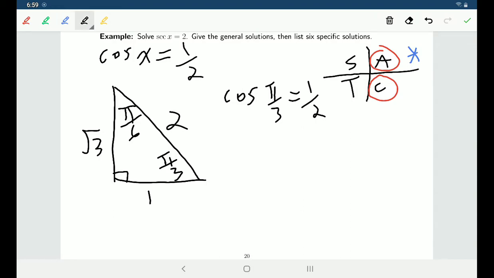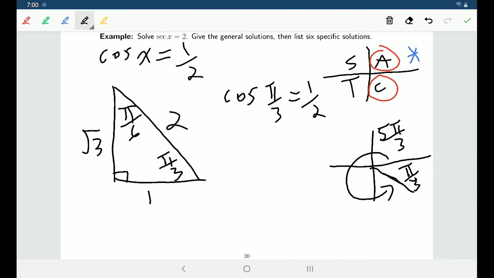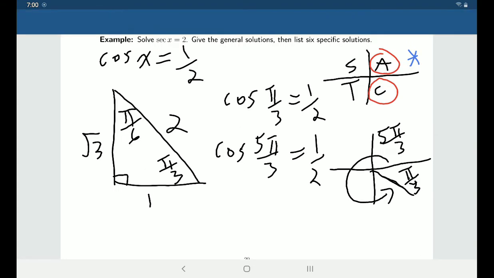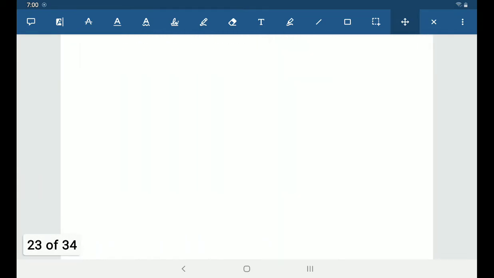We still need to find the angle that's in quadrant 4, and for that, since it's going to have the same reference angle of pi over 3, and it's in quadrant 4, well, then we know that the angle must be 5 pi over 3. So that means we know cos of pi over 3 is a half, and cos of 5 pi over 3 is also a half. So there we go. We found our solutions in quadrant 1 and quadrant 4, our two solutions between 0 and 2 pi. And now we're going to use those to find our general solutions.